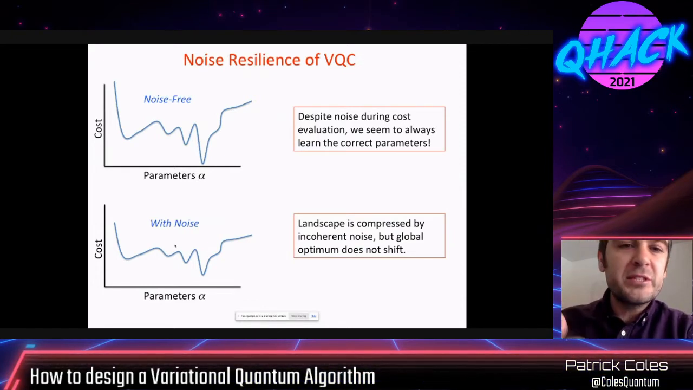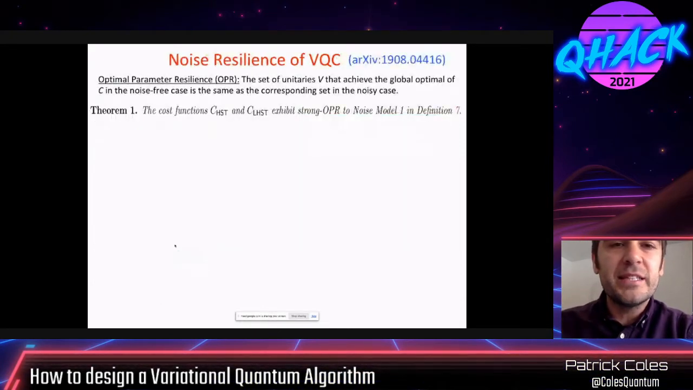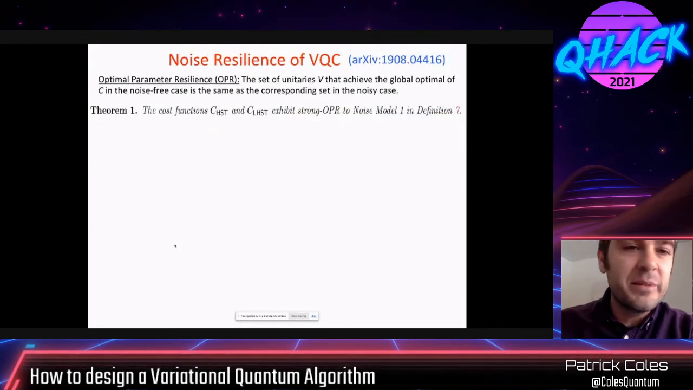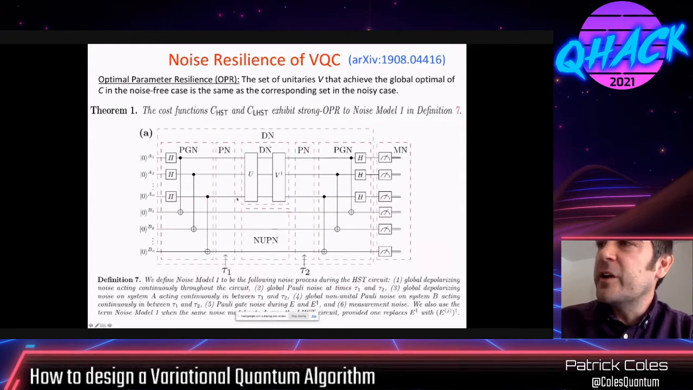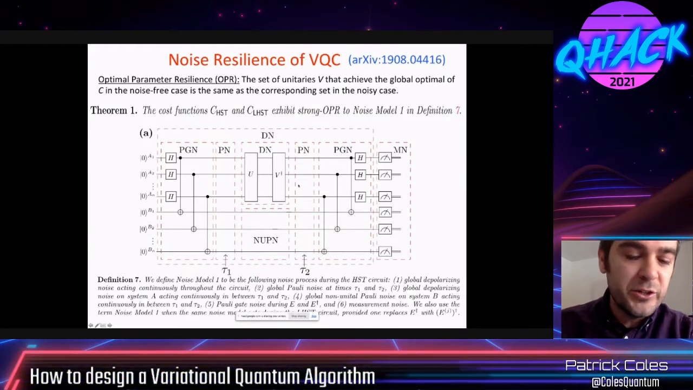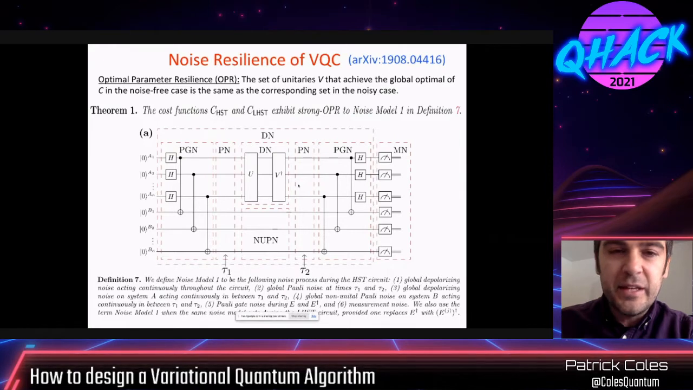We decided to investigate this further. We formally defined something that we called optimal parameter resilience, which means that basically the optimal parameters are unaffected in the presence of noise. And sure enough, you can analytically prove that for various kinds of noise models acting during the circuit, like measurement noise, Pauli gate noise acting during the entangling gates, and depolarizing noise, the optimal parameters aren't affected.